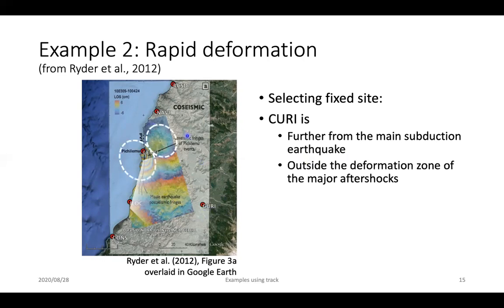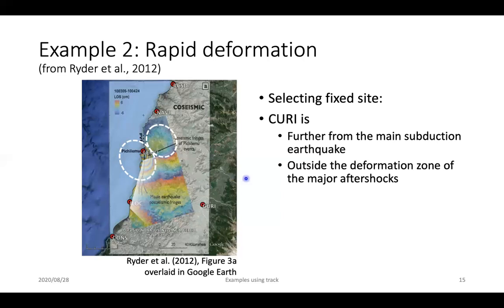Secondly, it's outside of the deformation zone of the two aftershocks that we are wishing to study, the two aftershocks that occurred 15 minutes apart. And you can see here in the InSAR these circular fringes that are indicative of the deformation pattern associated with the cumulative displacement. Remember, the InSAR cannot distinguish between the two earthquakes separately. This is the cumulative displacement we're seeing of the two earthquakes.